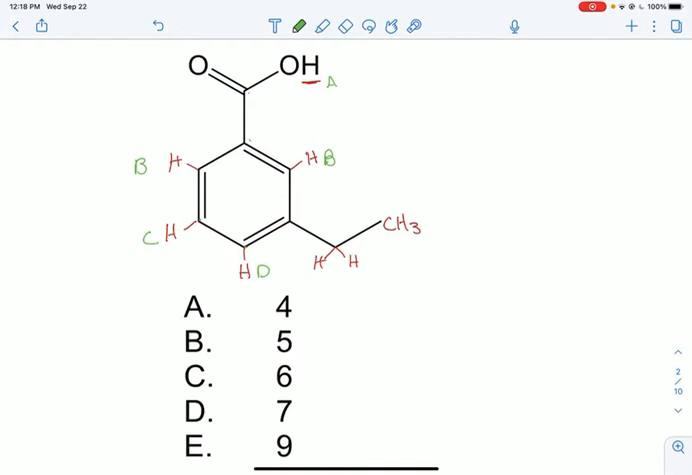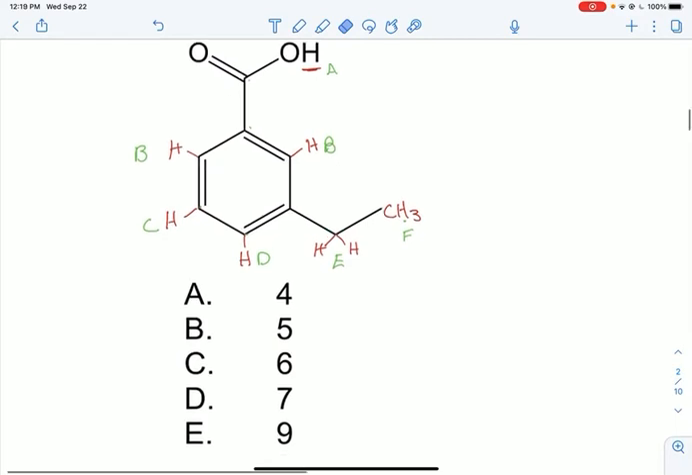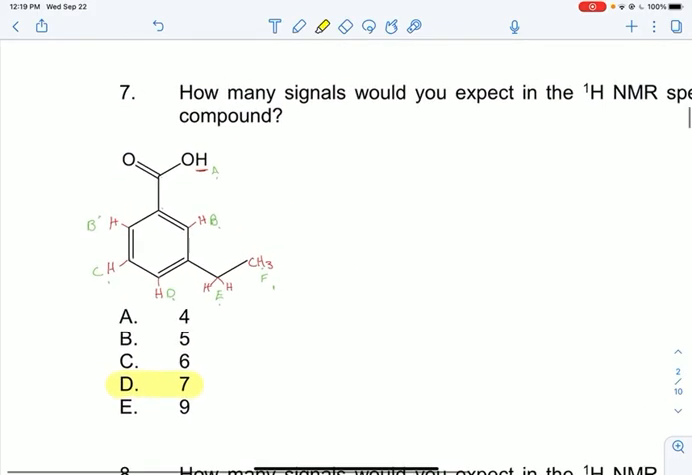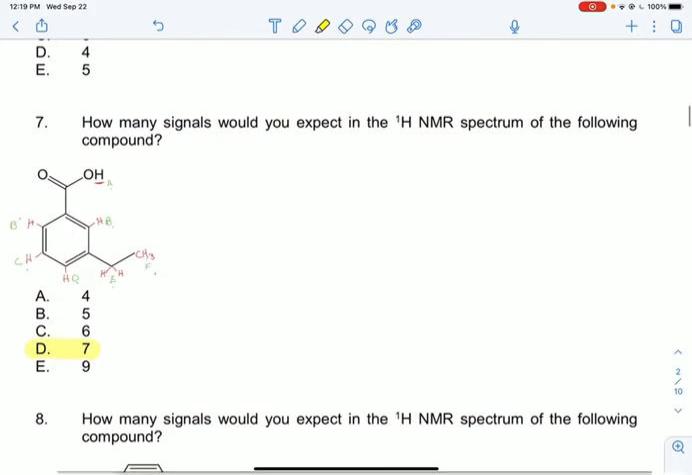Alright, then down here we got 2 hydrogens. We're going to call E, different environment from the benzyl hydrogens and the alcohol group. And then here we're going to call this one F because it is different than all of them. This is the only CH3 group. It's a completely different environment than all of the other ones. So we got 1, 2, 3, 4, 5, 6, 7. So the answer is D. 7 signals on the H-NMR.